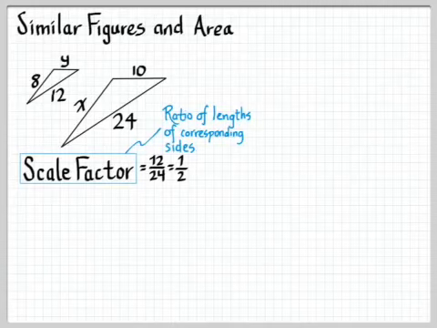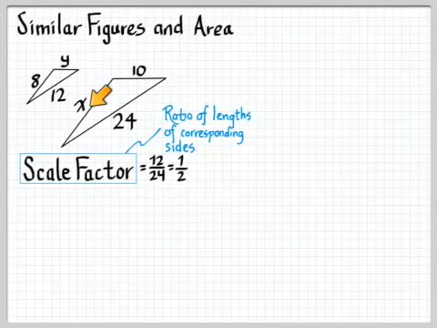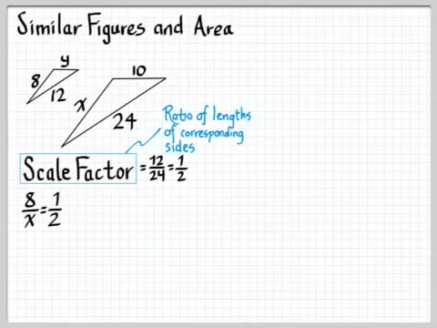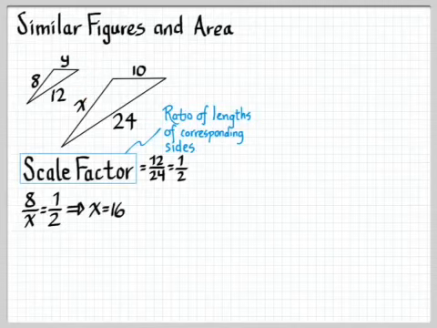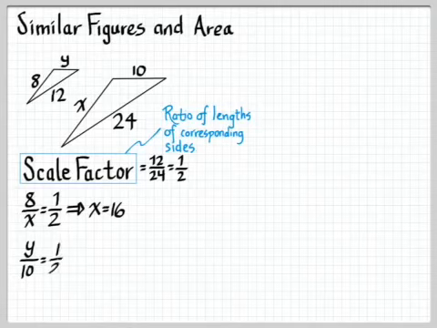The scale factor is simply a ratio of lengths of corresponding sides. And so, how are we going to get these other lengths? Well, we're just going to set 1/2 equal to the corresponding ratios. Pretty straightforward. I'm pretty confident you got this. 8 over x has to be 1/2. That means x is 16. y over 10, those are corresponding sides, also has to be 1/2. That means y is 5. Pretty straightforward.